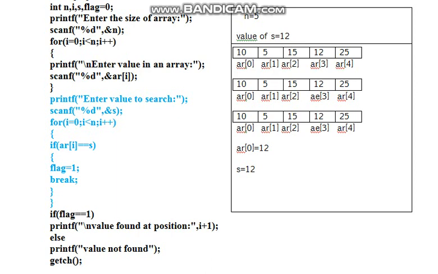So we will use a condition: if flag is equal to 1, printf value found at position, and if you want to print the position, you have to use i plus 1. Otherwise, if flag is not equal to 1, it will go to the else statement and a message will print on the screen, value not found.